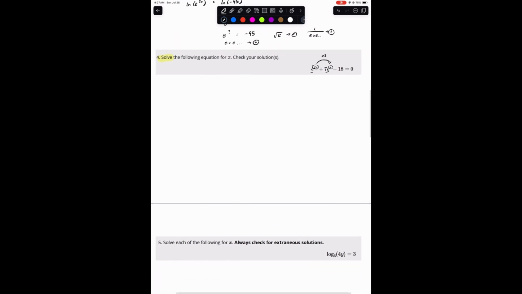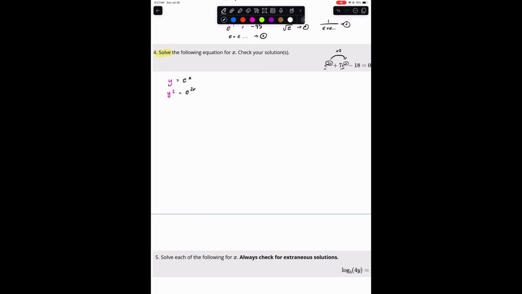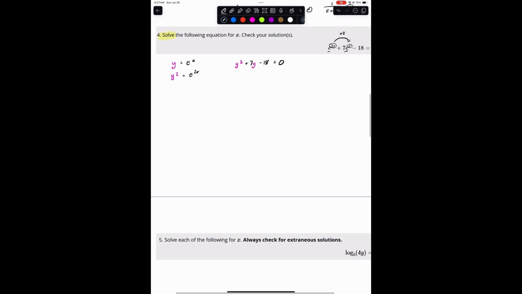So what I'm going to do is try substitution. I'm going to say y equals e to the x. This means y squared is equal to e to the 2x. When I rewrite my equation, I will get y squared plus 7y minus 18 equals 0. And from here, we can solve like a quadratic.